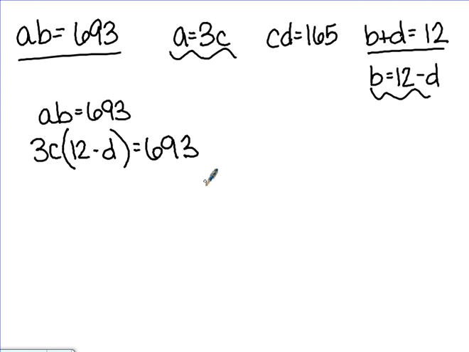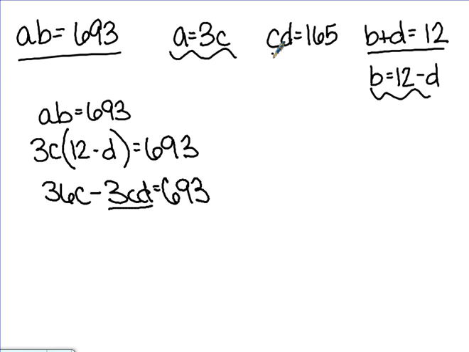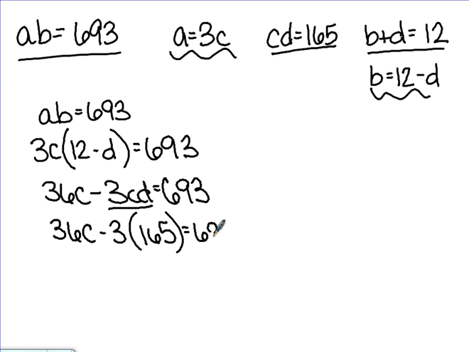That's going to equal 693. Then just as we did in the last one, we're going to have to distribute. So 3C times 12 gives me 36C, and 3C times negative D gives me minus 3CD. And it's equal to 693. Well, if we look here, we know that CD is equal to 165. So I can substitute 165 in for CD. So I now have 36C minus 3 times 165 equals 693.